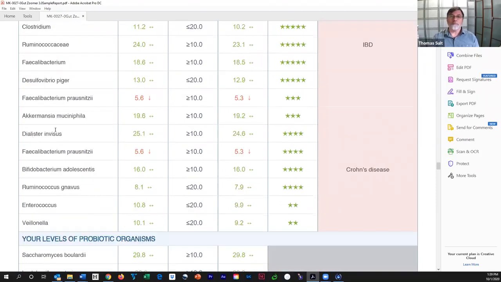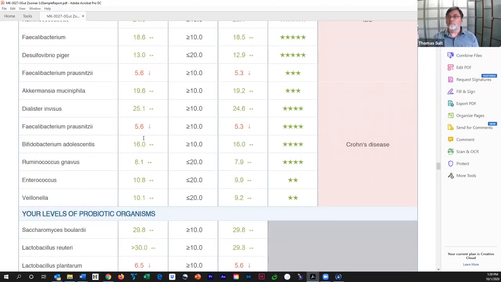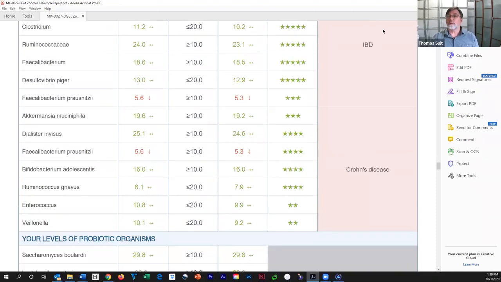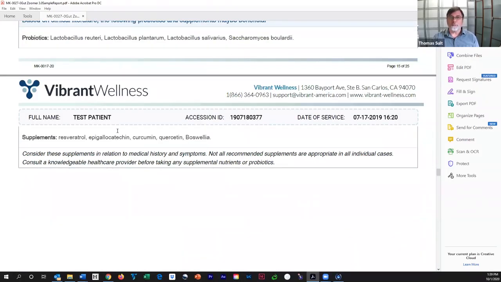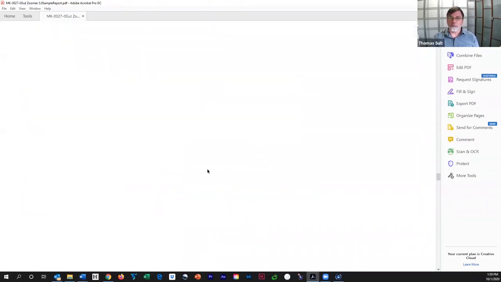So here we have a few things that are abnormal. They're both low, and one is associated with inflammatory bowel disease in general, and the other is associated with Crohn's disease. But again, that doesn't mean you have Crohn's. It means that if you do have Crohn's, if we fix that, the Crohn's might improve. All right. And then the recommendations based on the clinical literature.